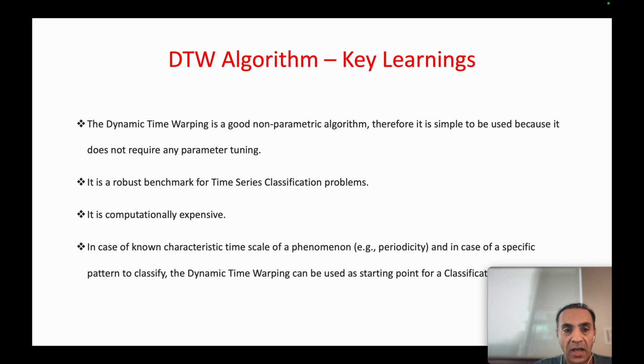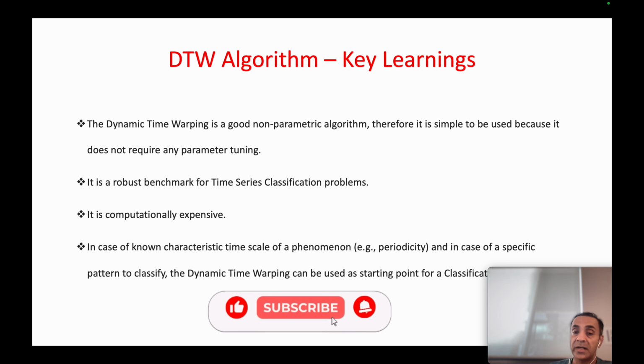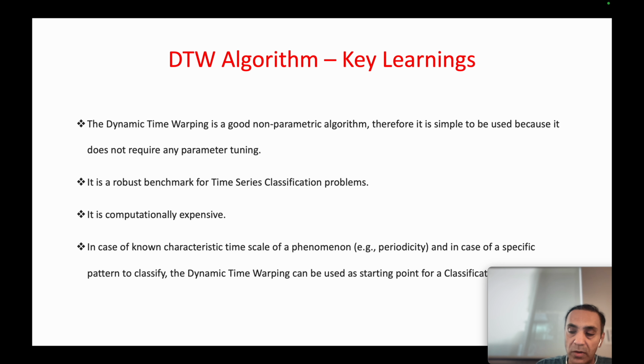In case of known characteristic time scale of a phenomenon, for example periodicity, where there are some periodic patterns that happen repetitively in the data, and in case of a specific pattern to classify, dynamic time warping can be used as a starting point for a classification task. For example, anomaly detection is one specific use case that you may want to do on your time series data. So dynamic time warping can be very useful for those tasks.